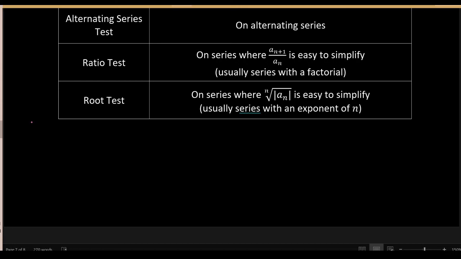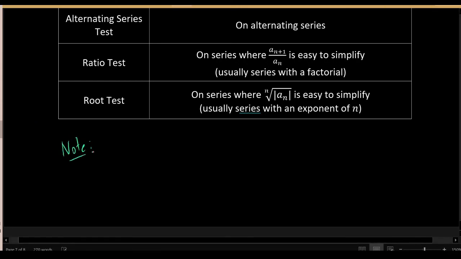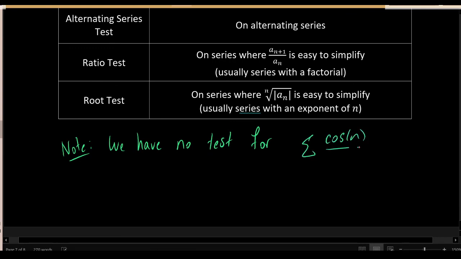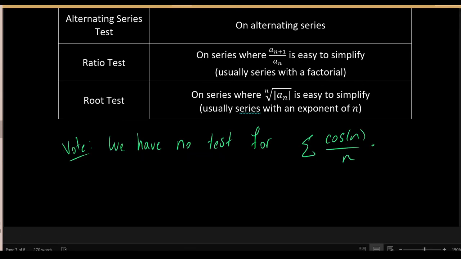There will also be situations, perhaps in your life, where none of these 10 tests will be able to make a conclusion about your series. For example, we have no test for the sum of cosine n divided by n. You can go through and you can check each of the tests that we have so far, but none of them are actually applicable to this particular series, cosine n over n.